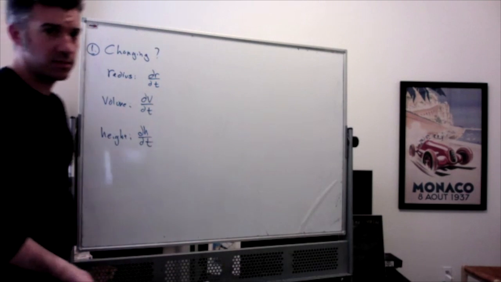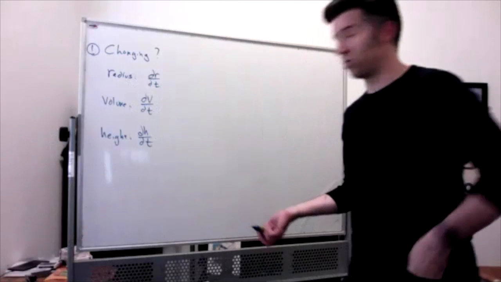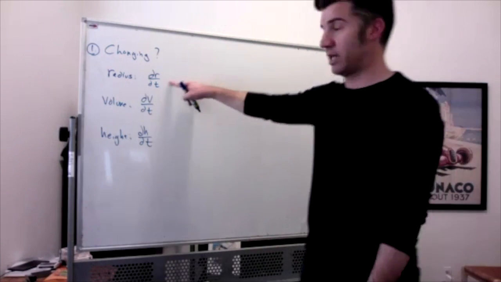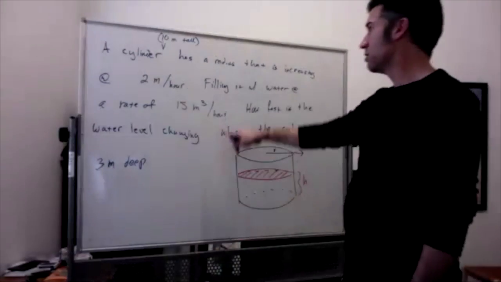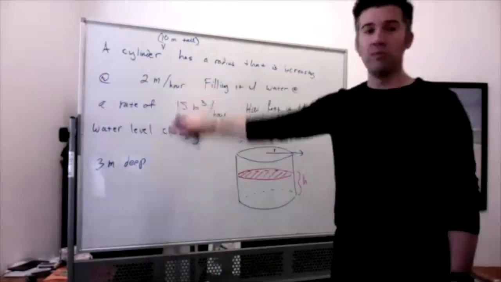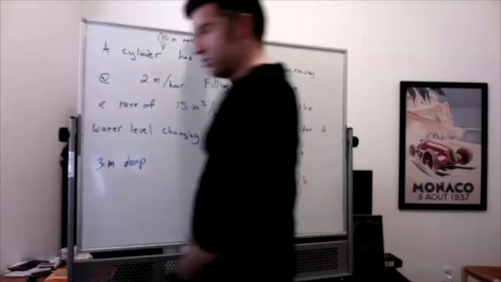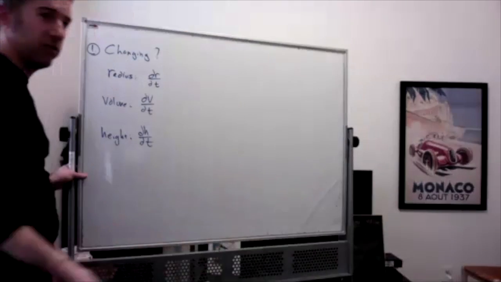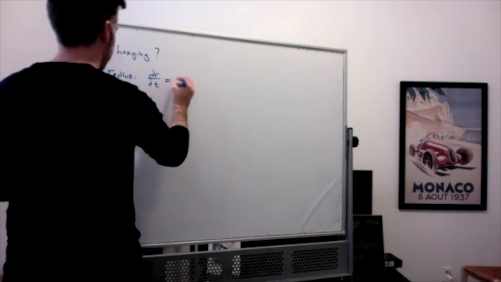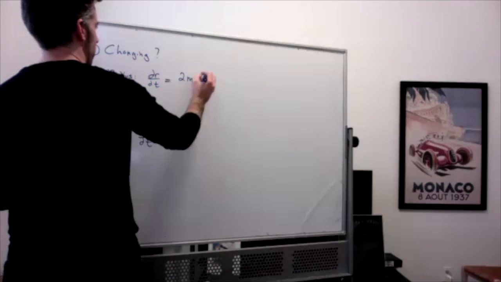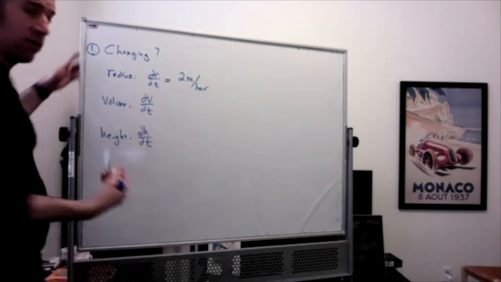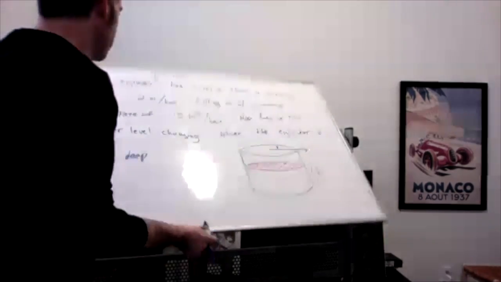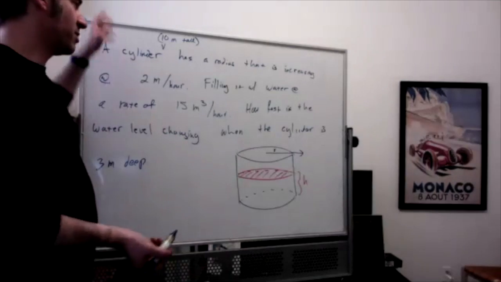Okay. We know some of these things. We want to know other things. So we know how the radius is changing, right? The radius is increasing at 2 meters per hour. Which seems pretty reasonable. If you've ever blown up a pool on your own, it can take forever. The volume, we're filling this thing with water at a rate of 15 cubic meters per hour.